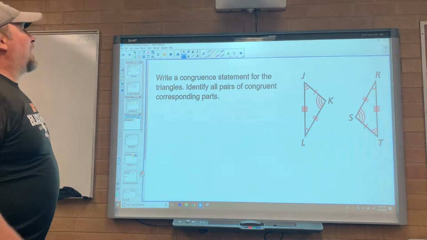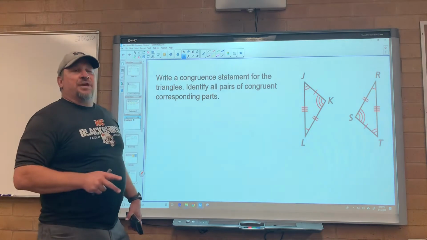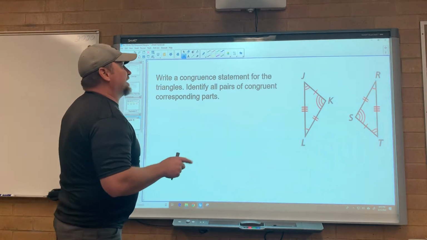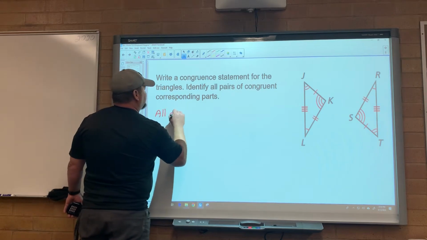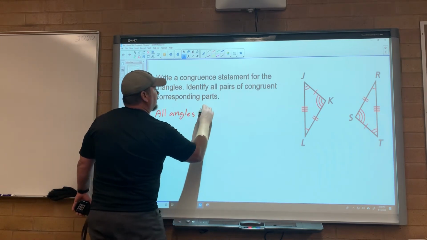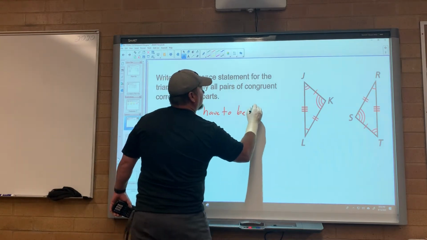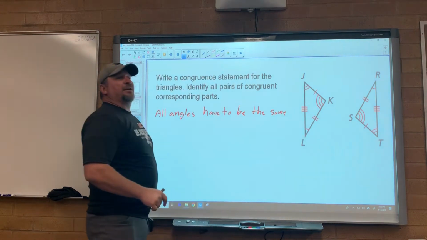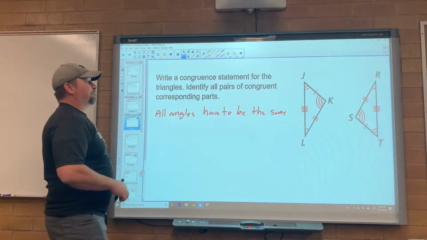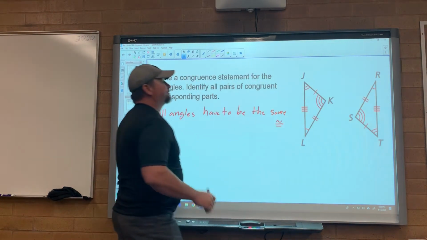We're going to start talking about congruent shapes. There are 2 things that make shapes congruent. The very first thing is all their angles have to be the same. In other words, all the angles have to be congruent. Remember, congruent means that symbol.